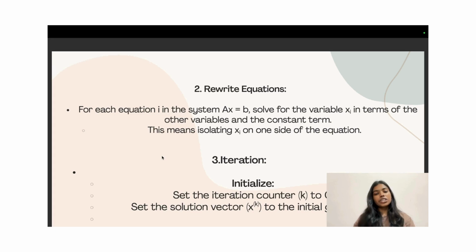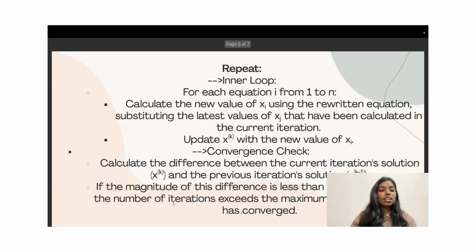Step 3 is iteration. First one is to initialize. Set the iteration counter k to 0, as I have told earlier. Set the solution vector xk to the initial guess x0. For each equation i = 1 to n, now we are coming to repeat in a loop for each equation i from 1 to n. Calculate the new value of xi using the rewritten equation, substituting the latest values of xj that have been calculated in the current iteration. Update xk with the new value of xi.